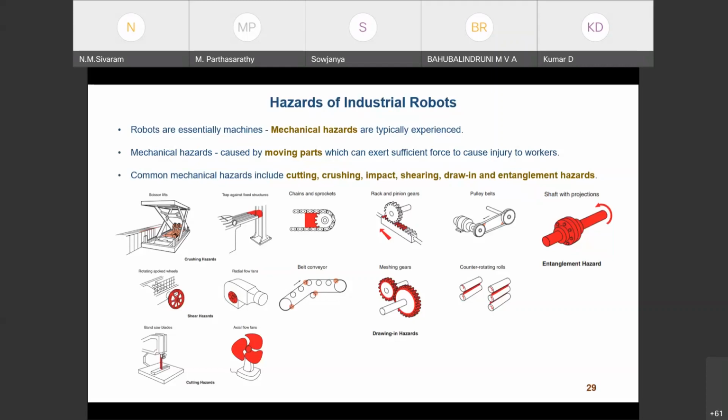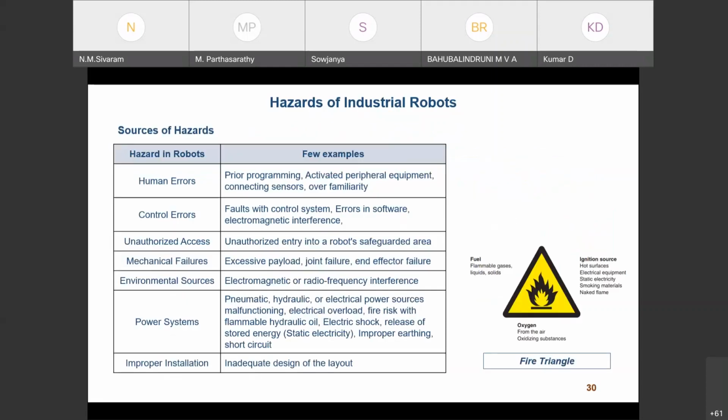The typical hazards experienced in industrial robots are the mechanical hazards. Mechanical hazards are caused by moving parts which exert sufficient force to cause injury to the workers. You can see the sources of hazards in robots are listed. First, human errors. Any mistake in programming, or activating the peripheral equipment like support equipment in robots without the knowledge or without connecting the proper sensors, or sometimes over-familiarity is also a human error. Some persons may be very familiar with the robotic operation, but sometimes they may not follow the standard operating procedure which is supposed to be followed. That will account for human error.